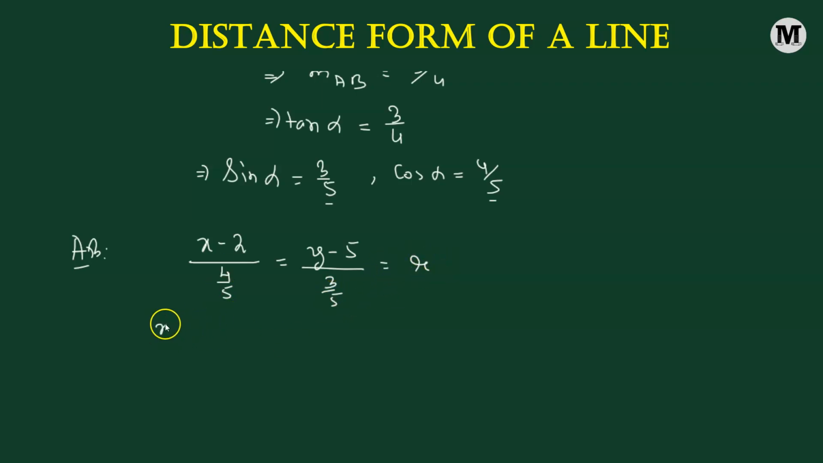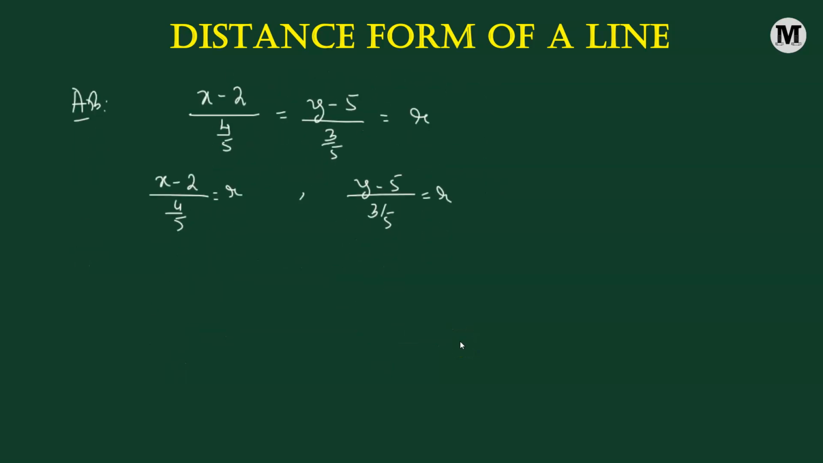So here we get two equations. One of the equations is x minus 2 over 4 over 5 equals R, or we can also say that y minus 5 divided by 3 over 5 equals R as well. Okay, now let's find x and y from here. So x comes out to be equal to 2 added to 4 over 5 times R, and y comes out to be equal to 5 added to 3 over 5 times R.